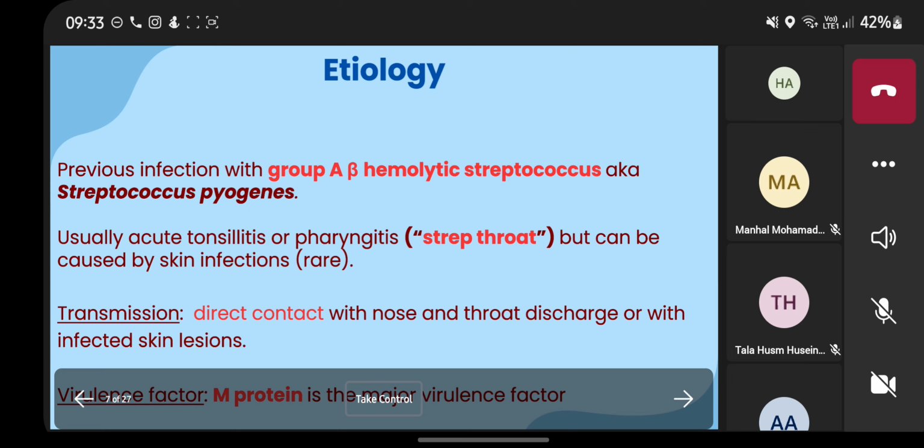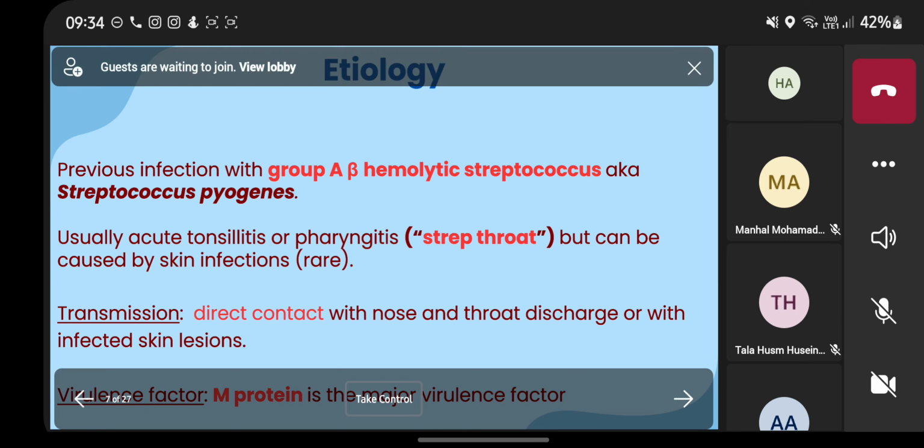For the etiology, as I said earlier, it follows a group A beta hemolytic streptococcus infection, and one of the most common examples is Streptococcus pyogenes. It usually happens after an infection of the tonsils or the pharynx, sore throat or strep throat, and it could follow a skin infection, but this is rare. It is transmitted through direct contact with nose or throat secretions, or through the infected skin of the infected person. The virulence factor of this bacteria is M protein, and it's the major part of its virulence factors.